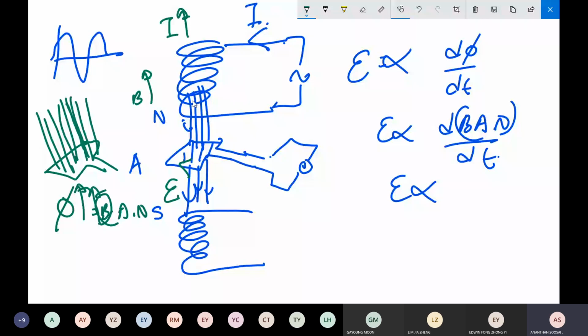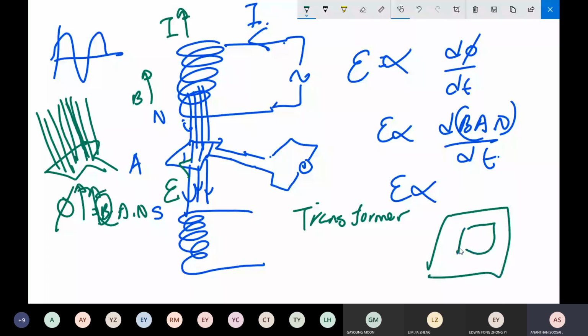This is the way it is done in the transformer. What is the function of a transformer? Anyone? Changing the voltage, right? And NS over NP goes to VS over VP: the primary voltage VP, the secondary voltage VS. How does VP change to VS? What is happening inside? The flux has been changed, and then the secondary voltage is generated.